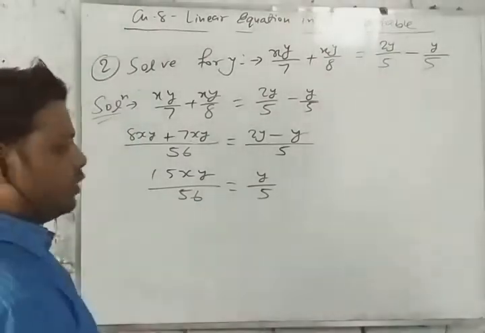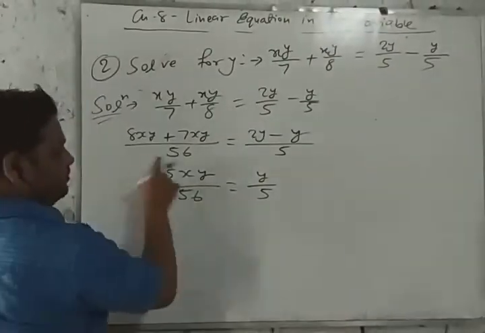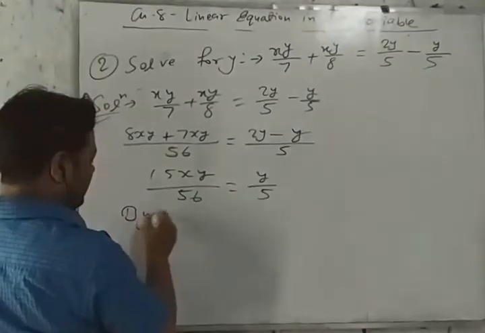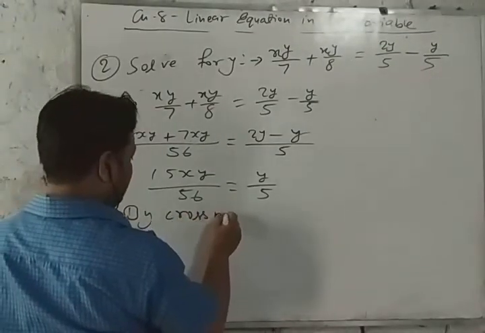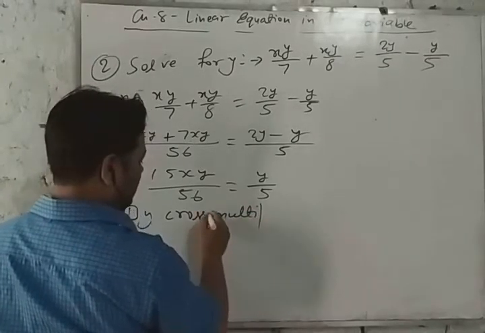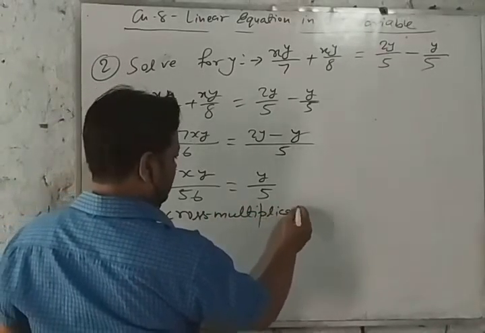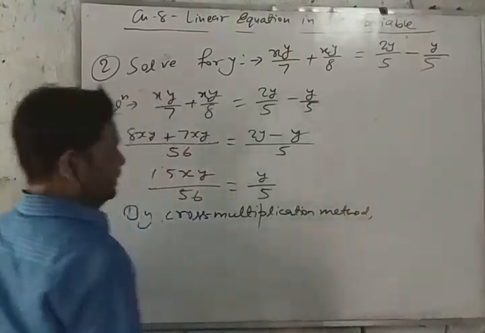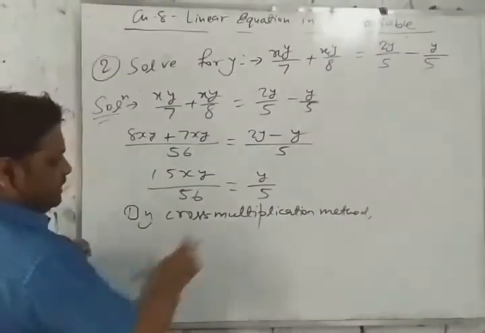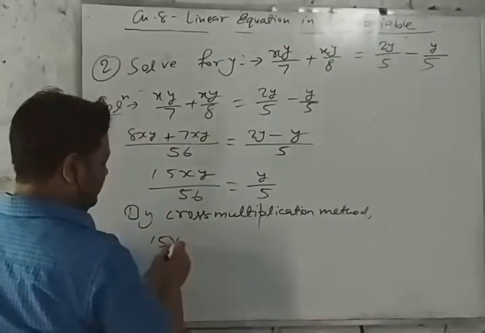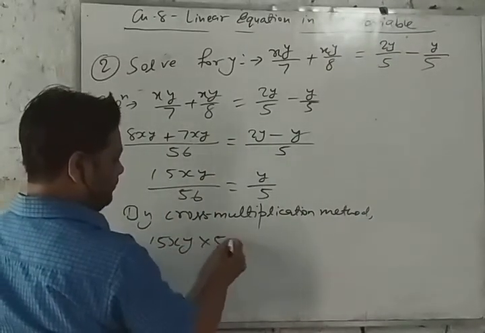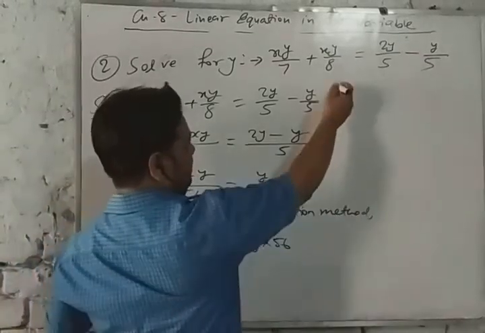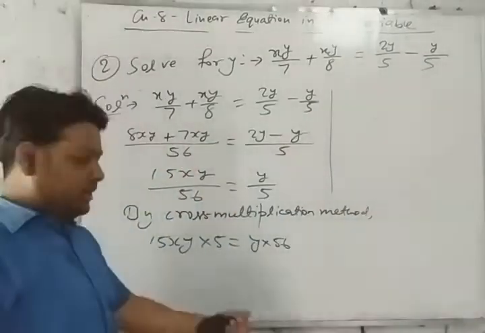Now, by cross multiplication method, because only numerator. Then here we will write by cross multiplication method. By cross multiplication method, 15xy into 5 and y into 56. And after that, we will use transposition method directly.